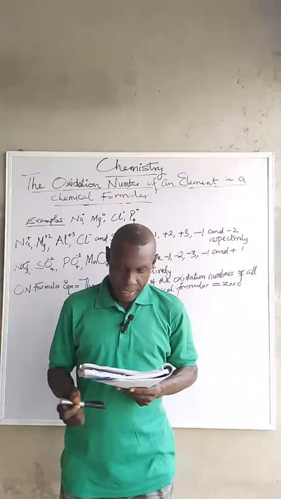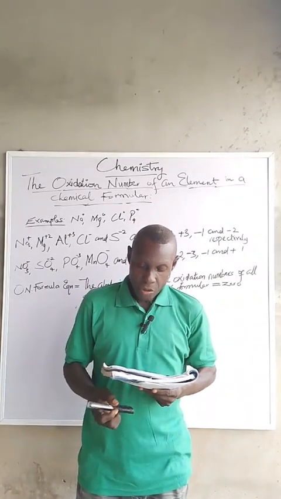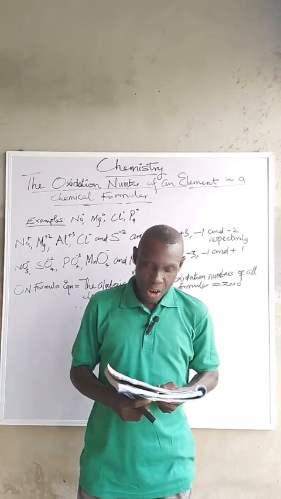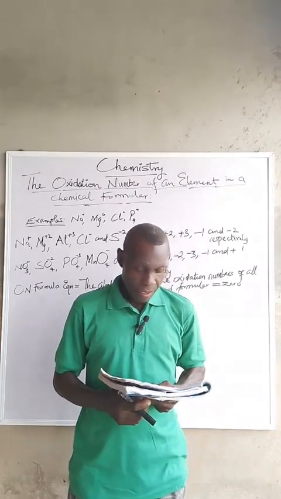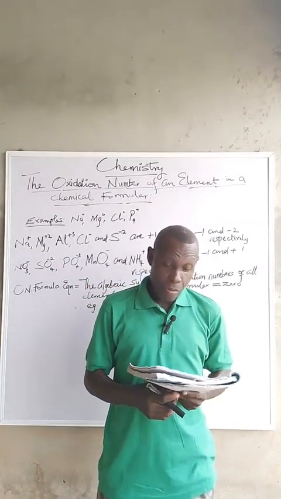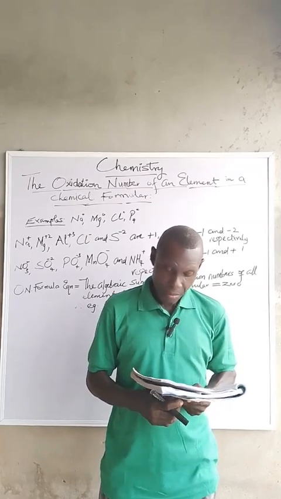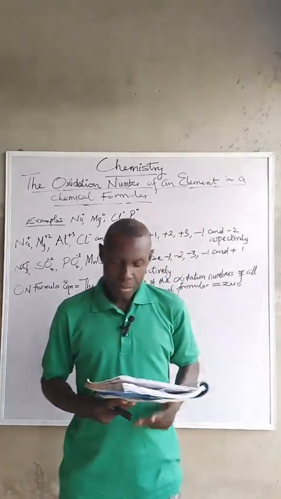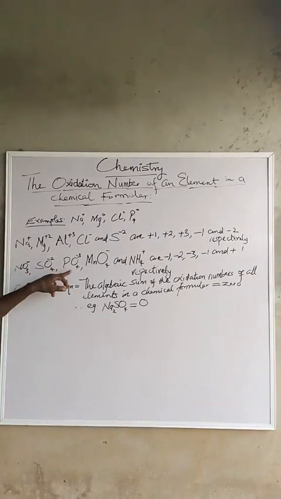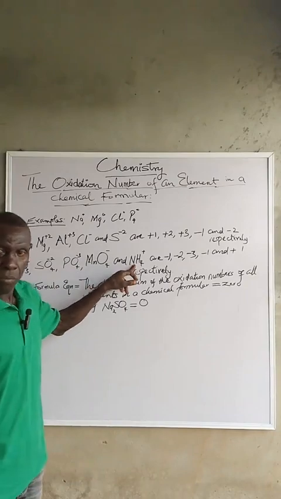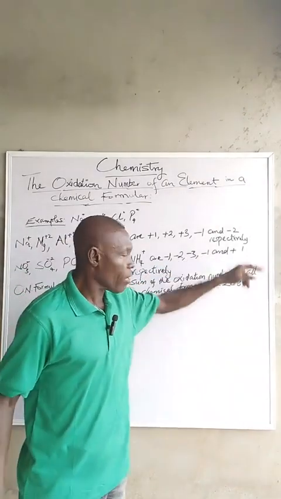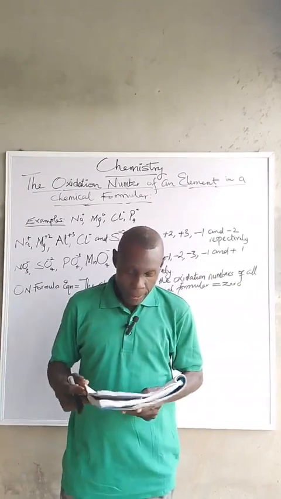Likewise, the oxidation number of some radicals or some ions, such as tetraoxonitrate 5, tetraoxosulfate 6, tetraoxophosphate 5, tetraoxomanganate 7, and ammonium ion are -1, -2, -3, -1, and +1 respectively on the board here. Nitrate, sulfate, phosphate, manganate. This is ammonium, -1, -2, -3, -1, and +1 respectively.